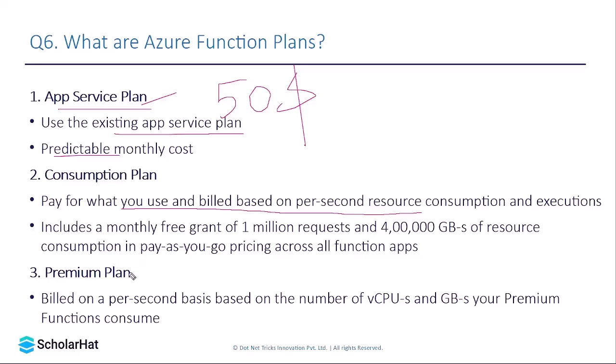And the third is the premium plan, which is the more elite version of a plan. It is billed on a per second basis on the number of vCPUs and GBs your premium function consumes. Just remember that even though it is serverless computing, there are still servers which are hosting these functions, and the quality and response time of those functions depend upon the CPU cores and the memory that your server is provisioned with. So in the case of the premium plan, you have to pay for the amount of virtual CPU or CPU cores and the memory of the particular machine on which your Azure functions are hosted.